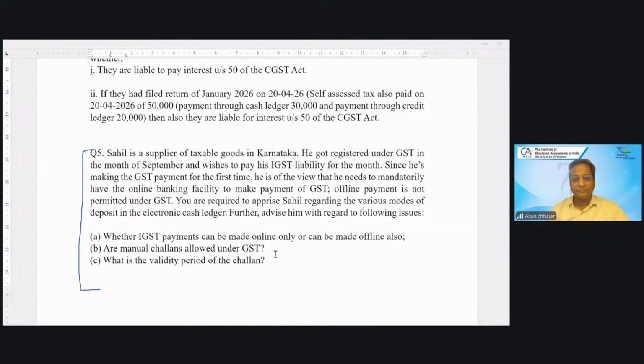Okay. So we can deposit the amount through credit ledger, cash ledger. Is it? Banking की बात हो रही है, right? Only we are talking about, please do not say that it is offline. एक बार स्टडी मटेरियल पे जाते हैं.